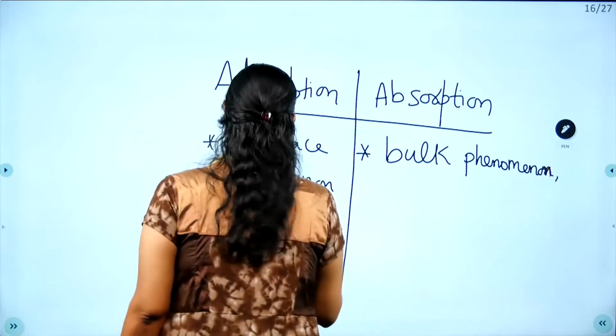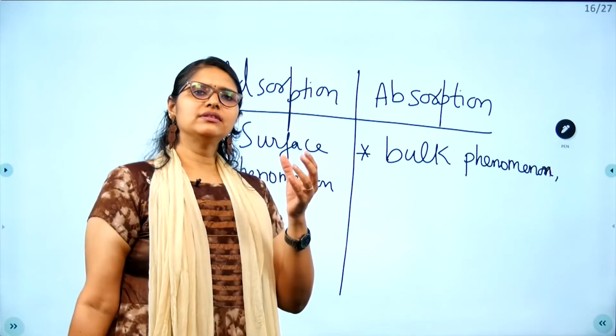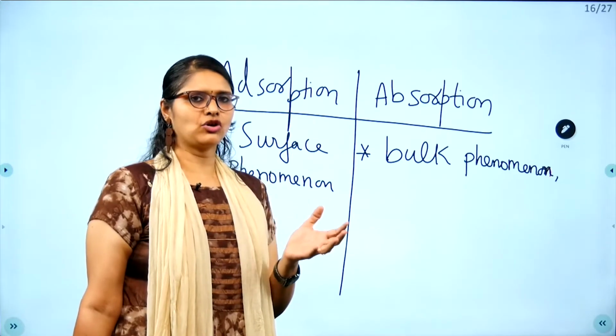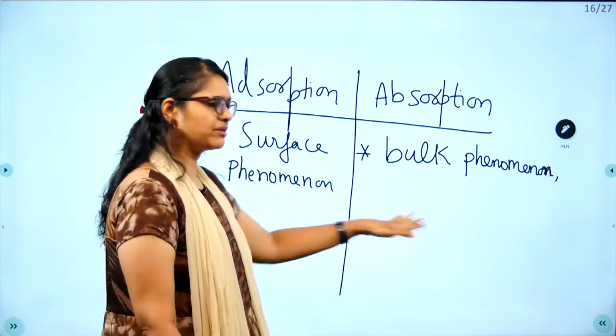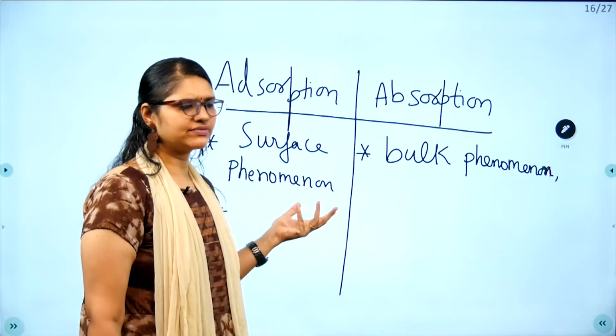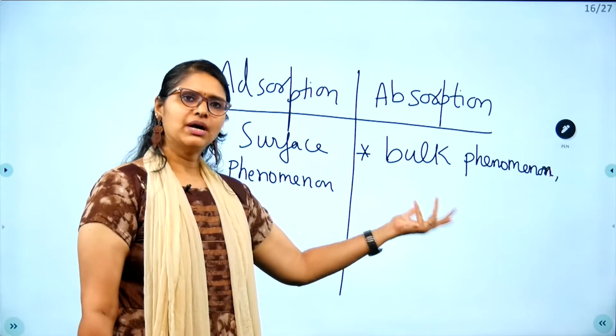So now, adsorbate will get adsorbed on the adsorbent. That is the definition, so the definition can be the difference. This happens at the surface, that is why we say it is a surface phenomenon. This happens throughout, so it is called a bulk phenomenon.